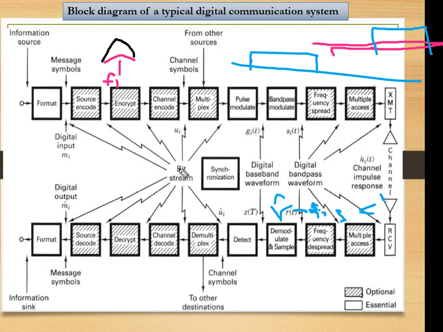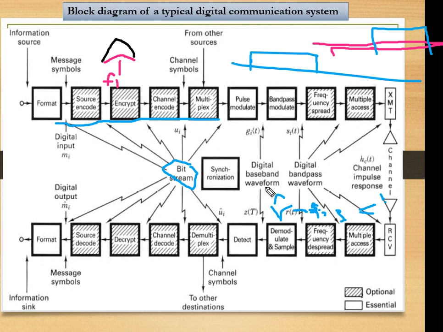All these blocks deal with bit stream up until here. And here we have digital waveforms. Everybody focusing with us? From here, source encoding, encryption, channel encoding, multiplexing, till this level, we have bits. After this level, pulse modulation, you convert the bits to pulses. You have here the digital baseband waveform. Digital baseband waveform, give me an example. Rect, sinc, raised cosine, these waveforms.